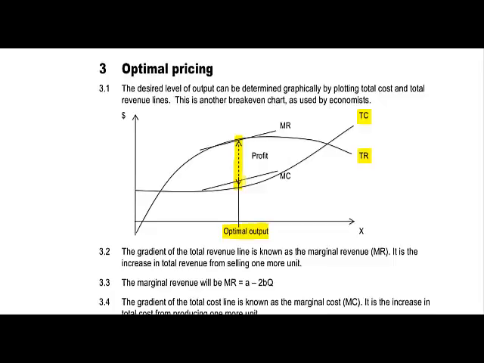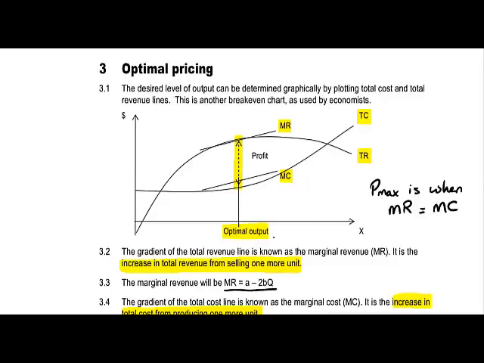Now, how we find that is that we need to look at the marginal revenue and the marginal cost. Marginal revenue is the increase in total revenue from selling one more unit, and the marginal cost is the increase in total cost from producing one more unit. So they're drawn here as lines on this diagram, and it's the gradient of the total cost line and the gradient of the total revenue line which give us those marginal lines. And once those gradients are equal, that's when we do profit maximisation. And that's what gives us the optimal pricing. Now, the other little bit that we need to know is how to calculate that marginal revenue.